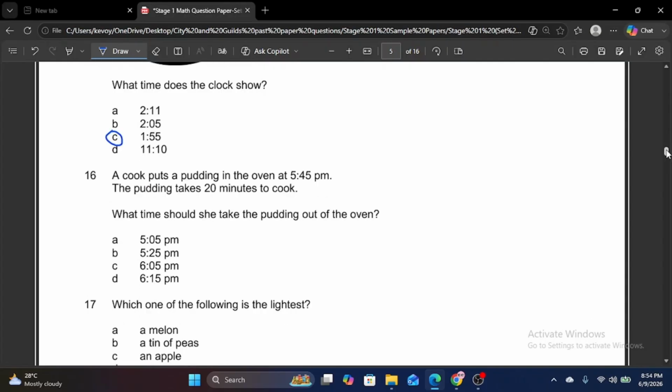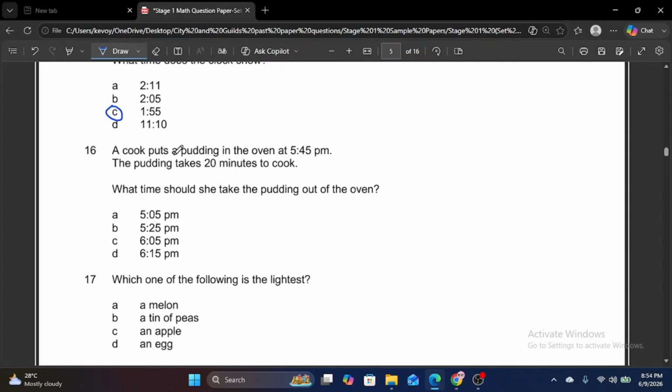Alright, moving right along. Number 16. A cook puts a pudding in the oven at 5:45 p.m. The pudding takes 20 minutes to cook. What time should she take the pudding out of the oven? So it starts at 5:45. Now you should know that 60 minutes make 1 hour. Always remember that when dealing with these time questions. 60 minutes is equal to 1 hour.